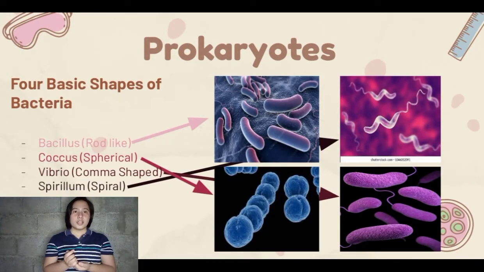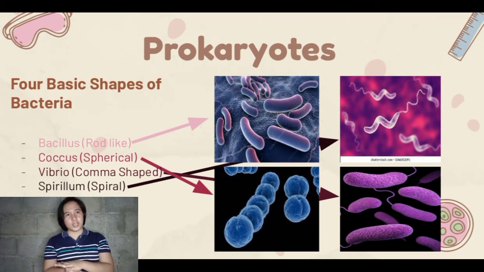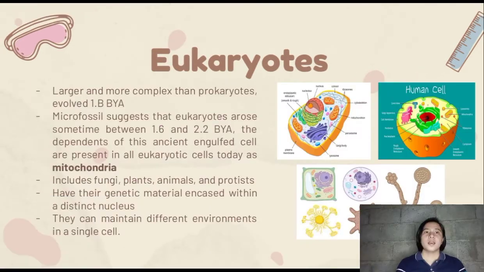And here are the four basic shapes of bacteria. Bacteria can be bacillus or rod-like. They can be coccus or spherical, vibrio, which is comma-shaped, and spirillum, which is spiral.